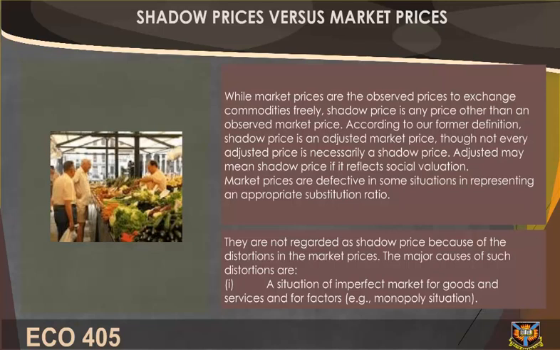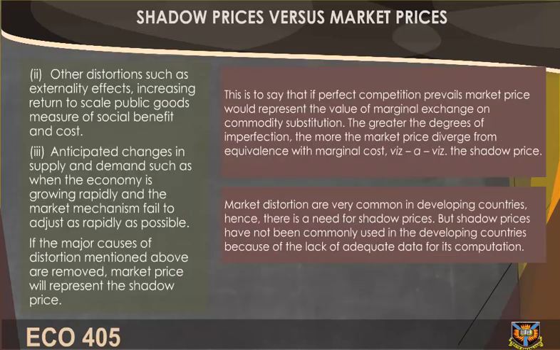Market prices are defective in some situations in representing an appropriate substitution ratio. They are not regarded as shadow price because of the distortions in the market prices. The major causes of such distortions are: 1. A situation of imperfect market for goods and services and for factors, for example, monopoly situation. 2. Other distortions such as externality effect, increasing return to scale, public goods, measure of social benefit and cost.